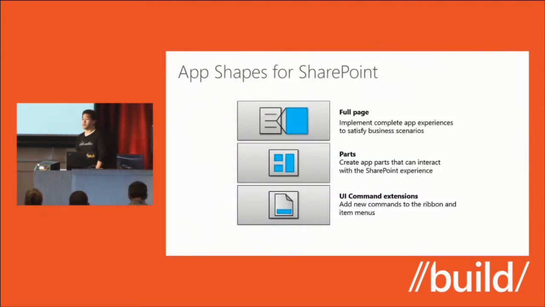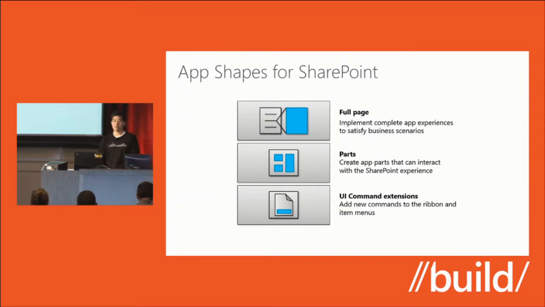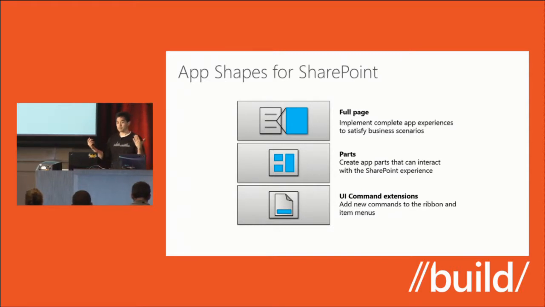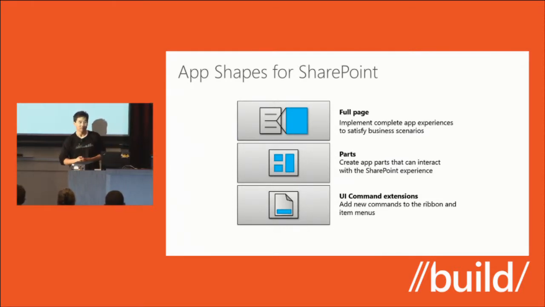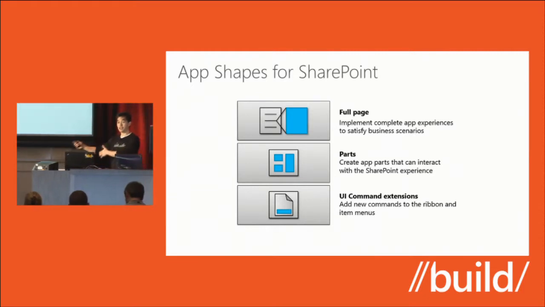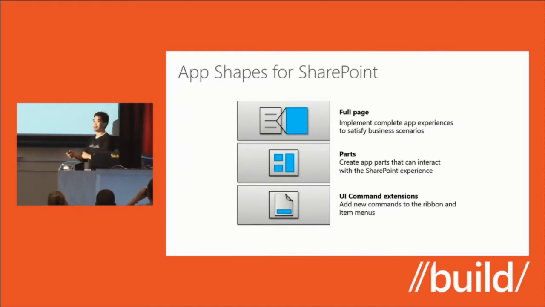Okay, apps for SharePoint. We'll talk about some shapes, some examples, the anatomy, and then go from there. All right, so a couple of different app shapes. Full page is the most common by far, and Napa, the developer tool in the browser that Saurabh showed you, is a full-page app for SharePoint. It's an app for SharePoint that lets you build apps for Office, and also lets you build apps for SharePoint, as you'll see in a minute.